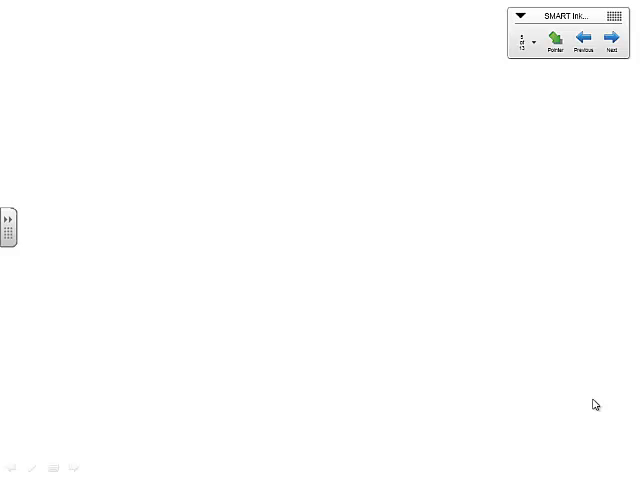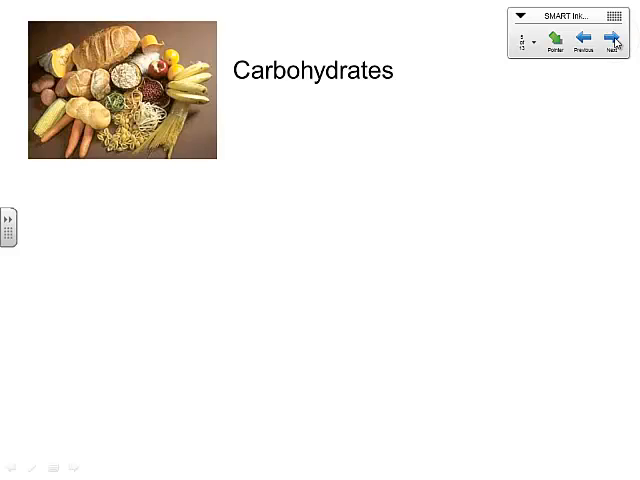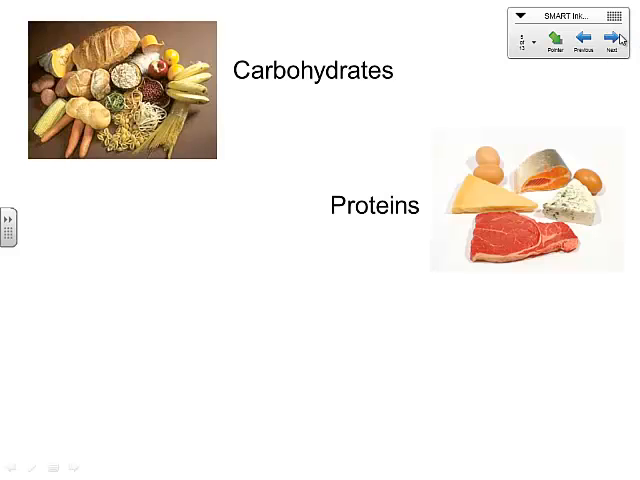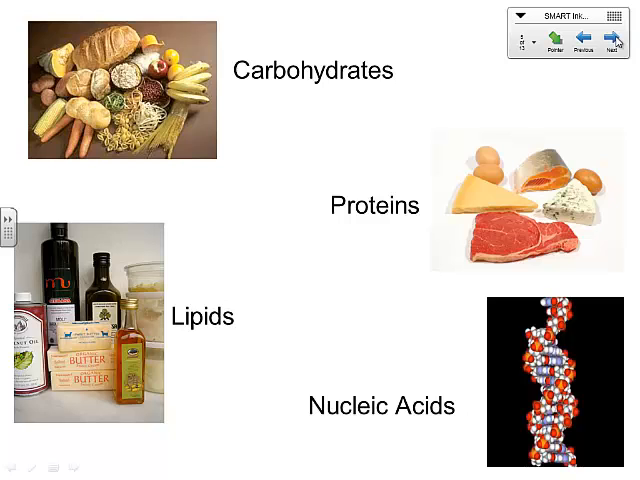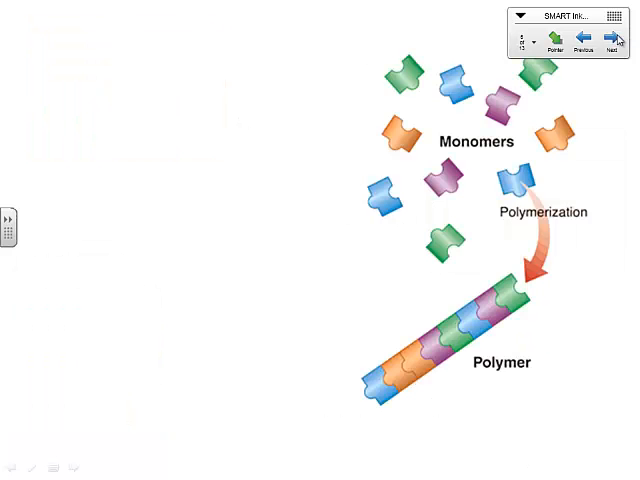Here are the four. We've got our carbohydrates, proteins, lipids, and nucleic acids. Every single one of those is made up of smaller units. So if you look at this picture here, a smaller unit is called a monomer. And this monomer is linked to another one, which is linked to another one, which is linked to another one.